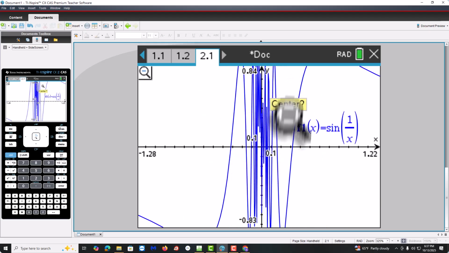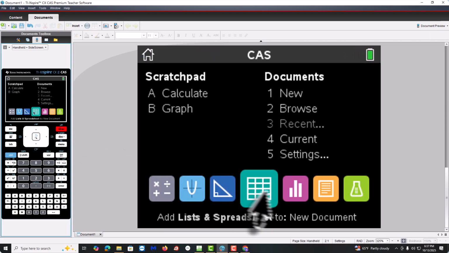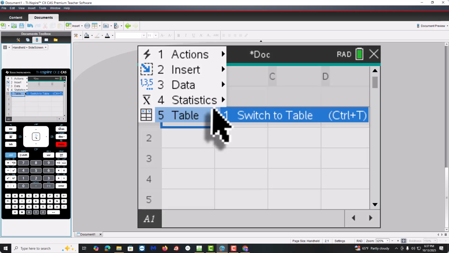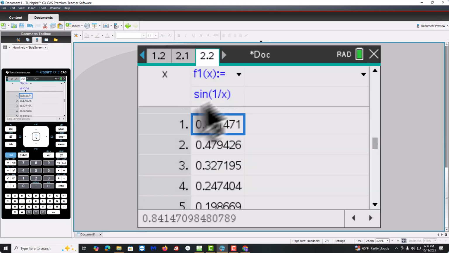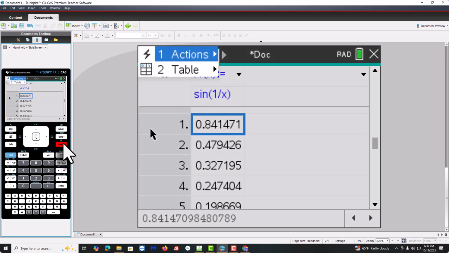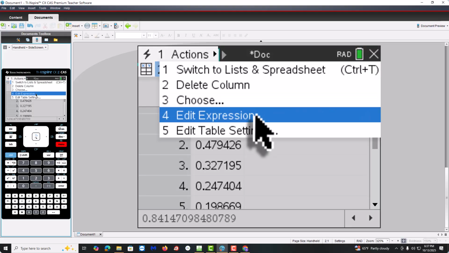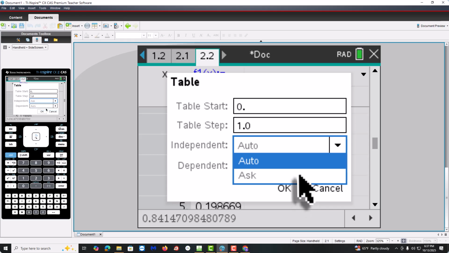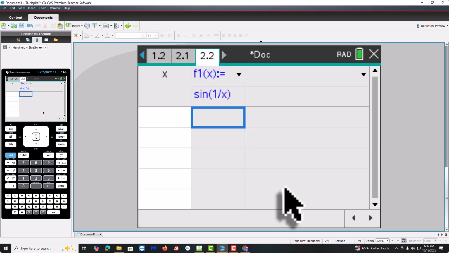Okay. But now notice your y values are going between -1 and 1. So what I'm going to do is we're going to add this. We're going to go to menu, table, switch to table, f of x. Menu, table, we want to edit the table settings. We want to change this from automatic to ask. I'm only going to worry about the one-sided limits because 1 over x is odd, the sine function is odd, and the composition of odd functions is odd.